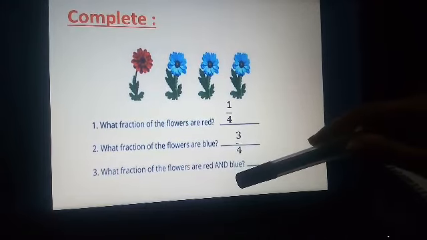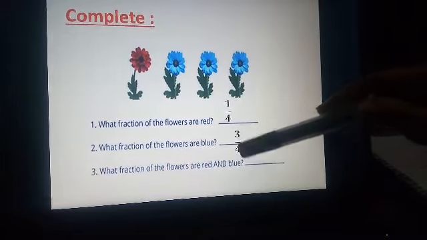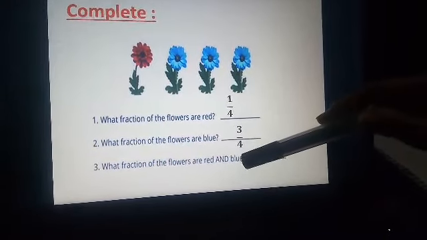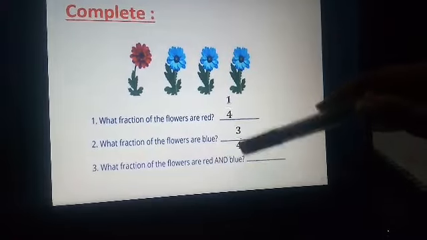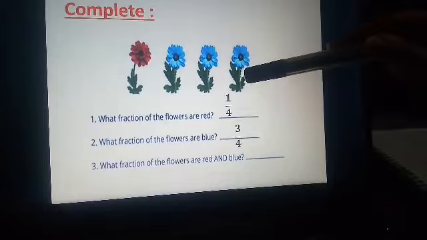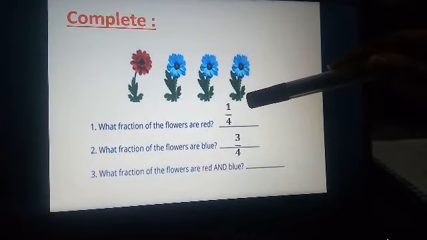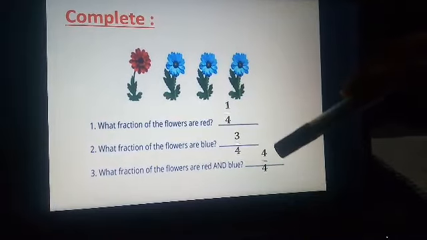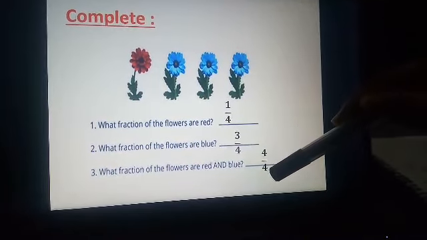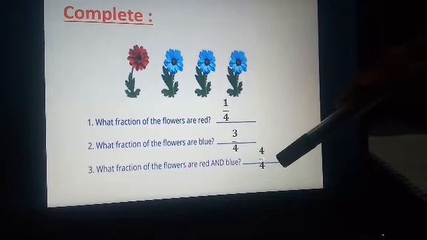Here, what fraction of flowers are red and blue? So I will write up the number of red flowers and the blue flowers. How many red and blue flowers? Let's count them. 1, 2, 3, 4. So I will write up number 4 and I will write down the number of all flowers. They are also 4. It will be 4 quarters. Quarter, 3 quarters, 4 quarters.